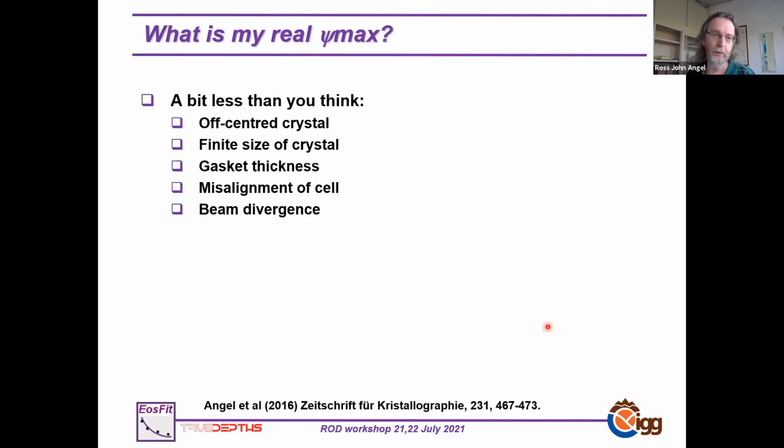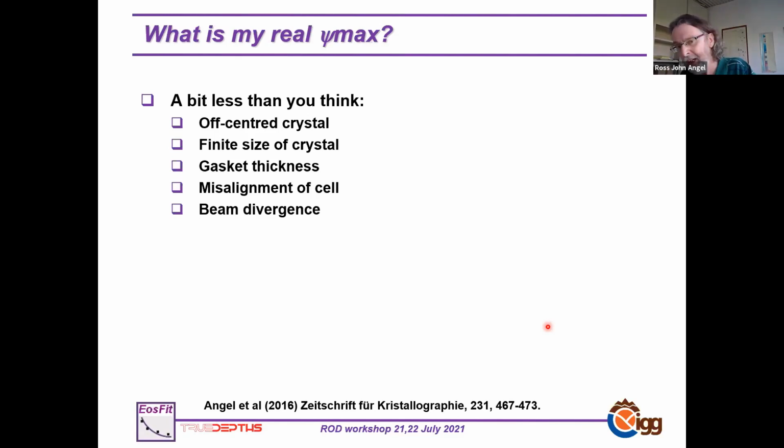Well, here's one example. What is my real opening angle, maximum opening angle? As Stas said yesterday, it's often a bit less than you think, not only because of the thickness of the diamonds, but maybe your crystal is off-centered. It's normally off-centered a little bit along the beam. You've got a finite size of the crystal. It may extend out closer to the gasket. You've got the gasket thickness. Maybe you have a small misalignment of the cell. Maybe you've got some beam, that you certainly have some beam divergence, which affects the clipping by the gasket.